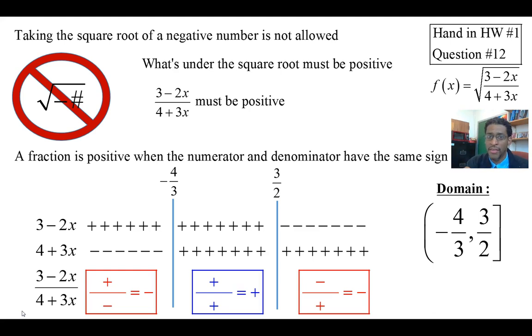You can equal 3/2, so we use a square bracket. That means that the function would be 0. That's okay to take the square root of 0. But you cannot be equal to negative 4/3. That's what we had on our last slide, because it would cause division by 0. When you cannot equal, use parentheses, and when you can equal, use a square bracket.